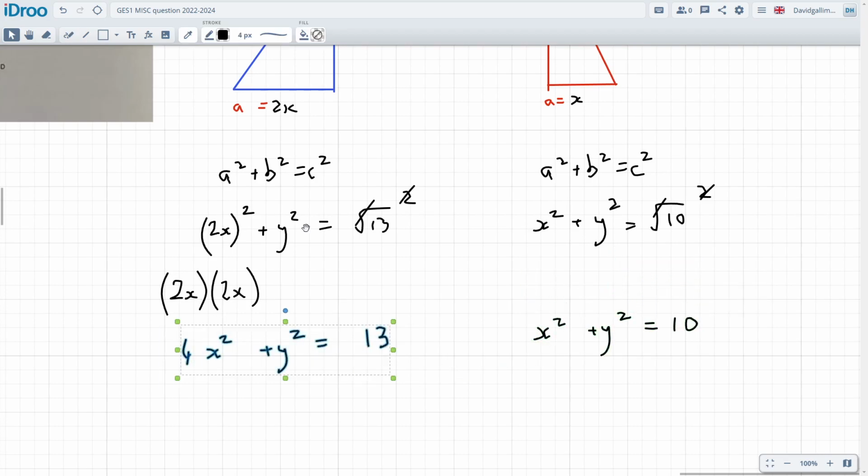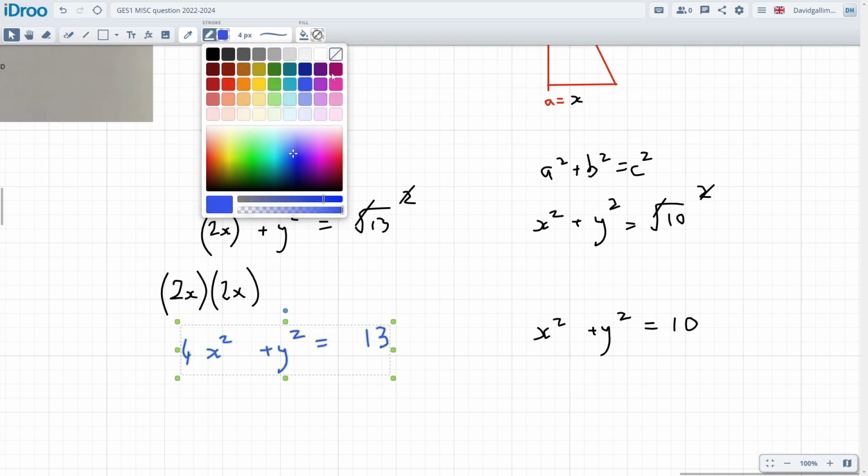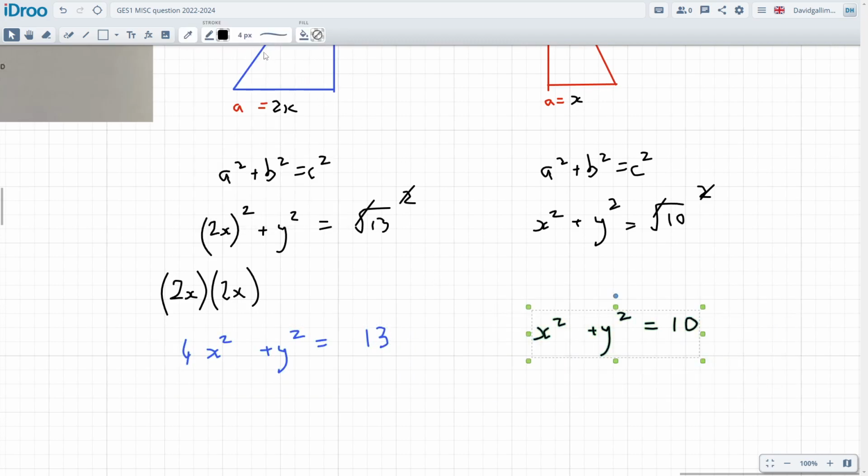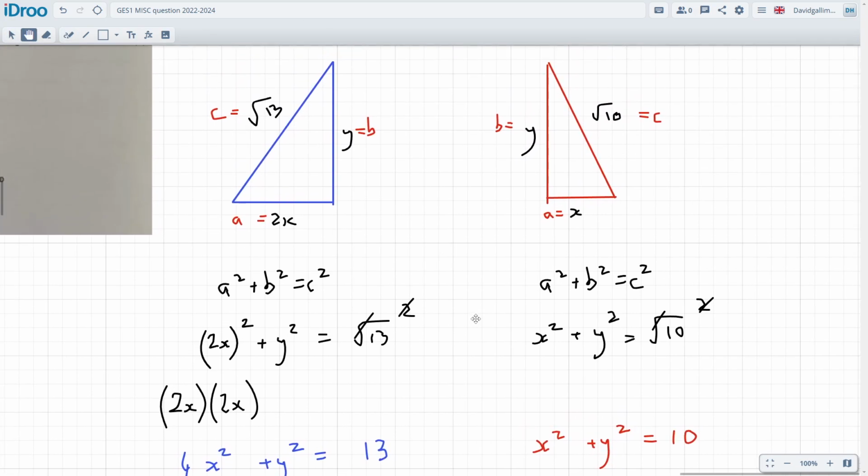We got this one, which I suppose I could say is the blue one, because it came from the blue triangle, and this is the one, we'll call it the red one, because it came from the red triangle. And what we're going to do is try to fit these guys together. And this is what simultaneous equations are.